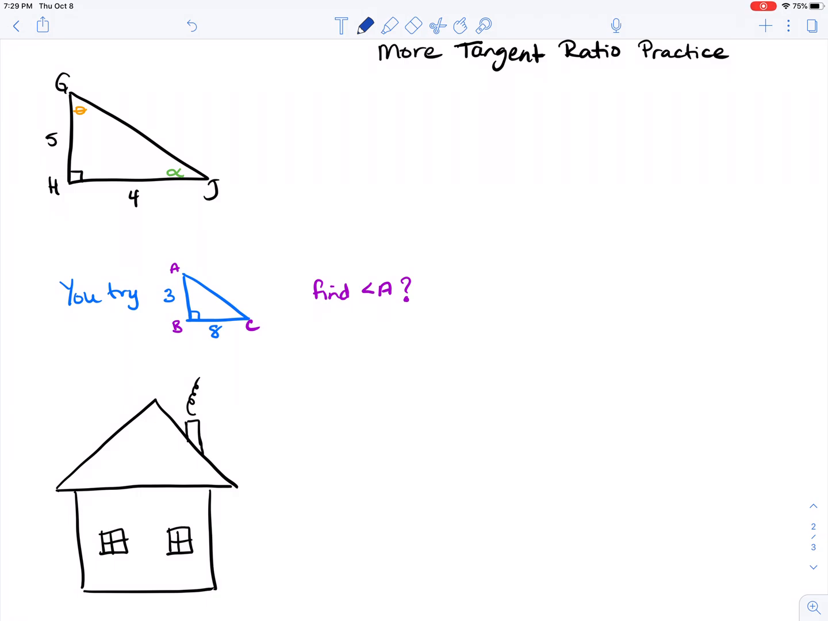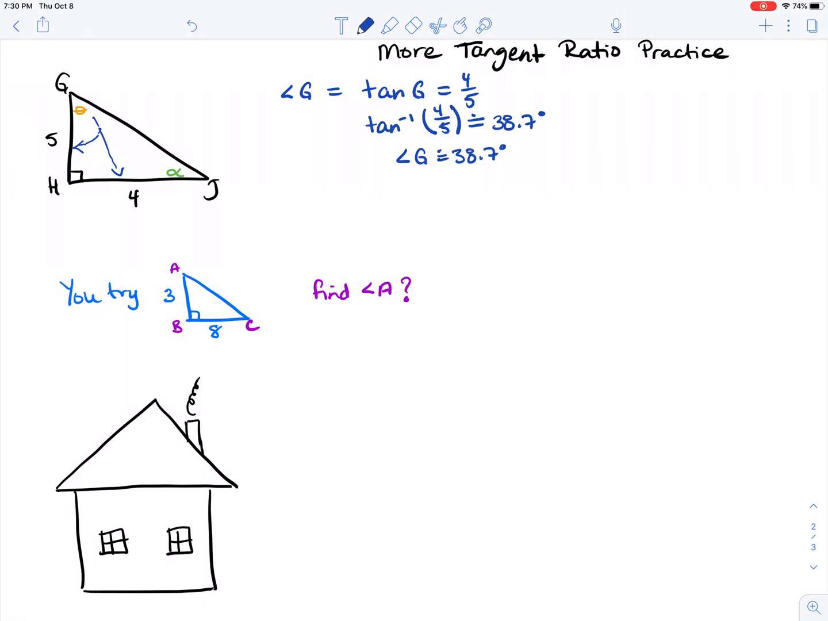So we have our right triangle, GHJ, and we saw in the previous video that to find angle G, we took tangent G equals opposite over adjacent, 4/5. To find it on our calculator, we take the inverse tangent of 4/5, and we came up with 38.7 degrees. So angle G is approximately 38.7 degrees.